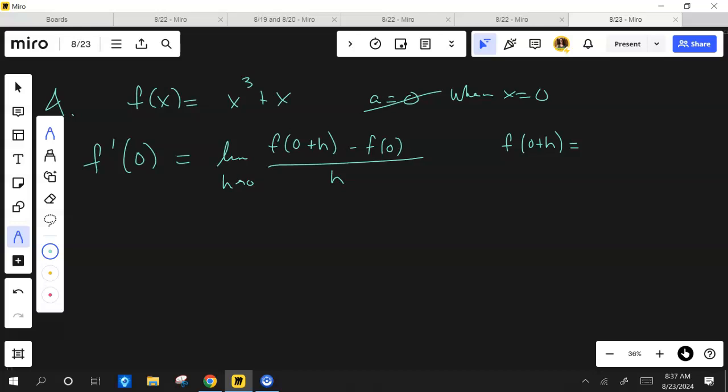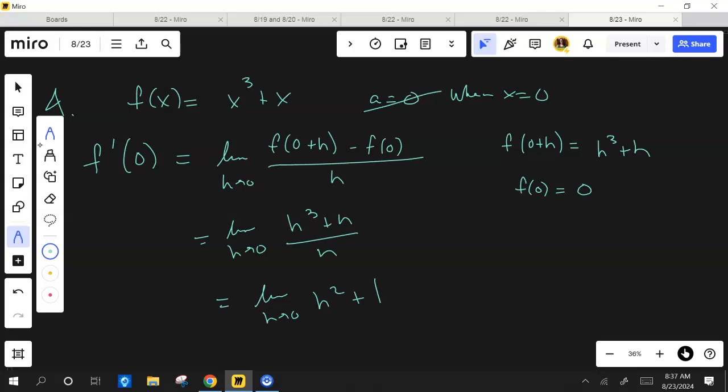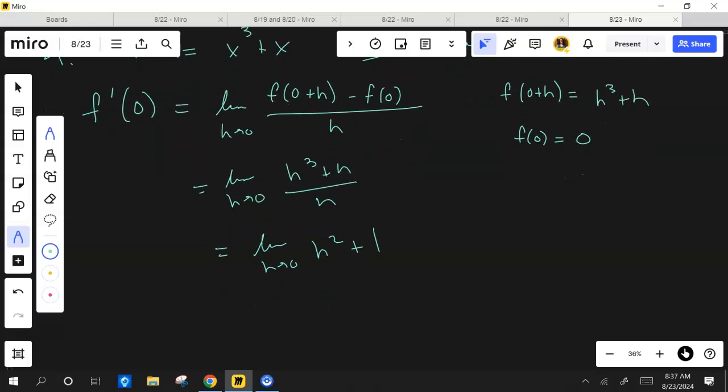Okay, look. What is 0 plus h? H. So this is really just h cubed plus h, yes? What's f of 0? So the limit as h goes to 0 of h cubed plus h over h. That's the limit as h goes to 0 of h squared plus 1, which would be these should have been a lot easier for you because they were at a specific point.